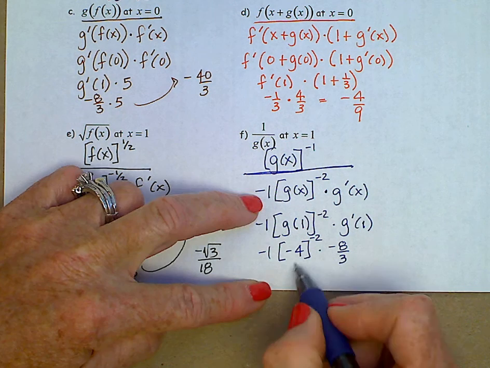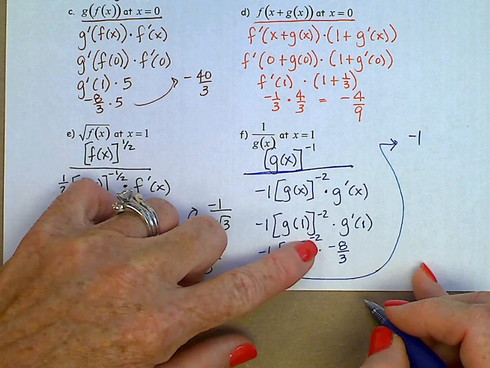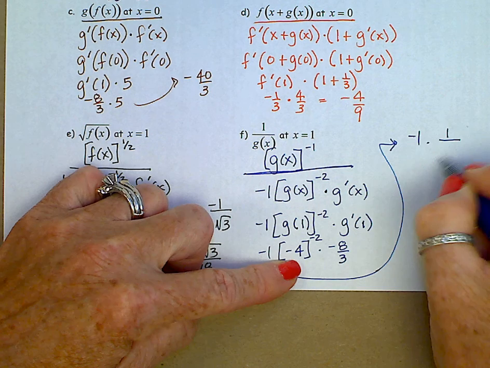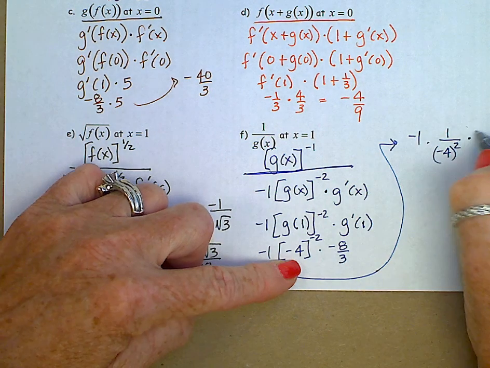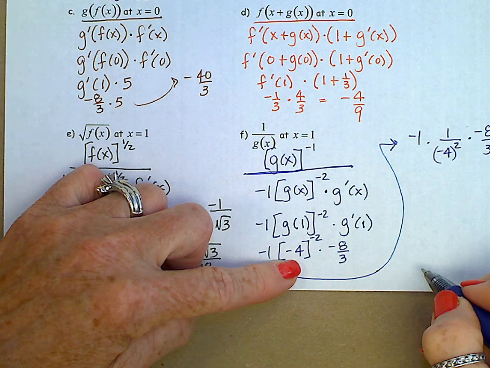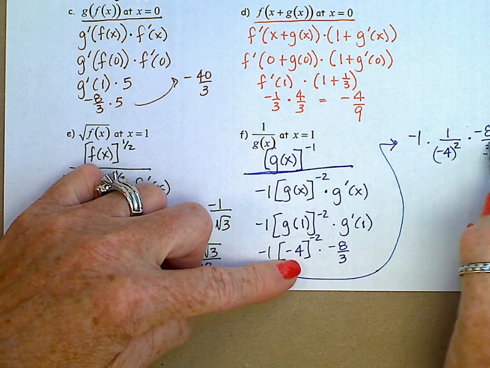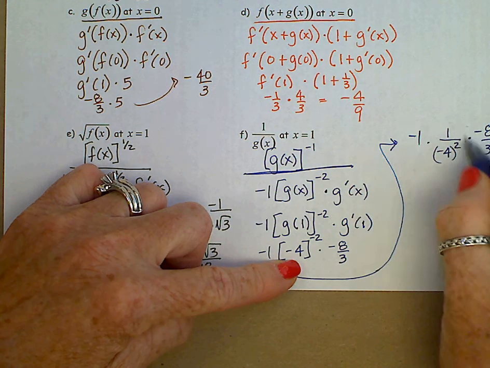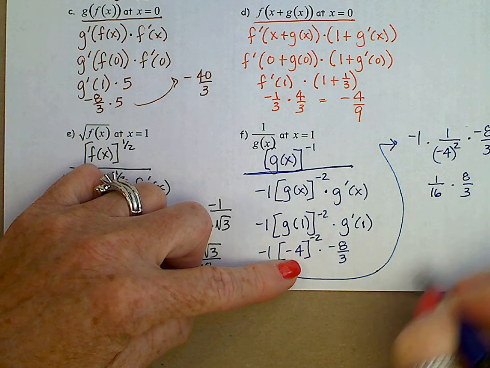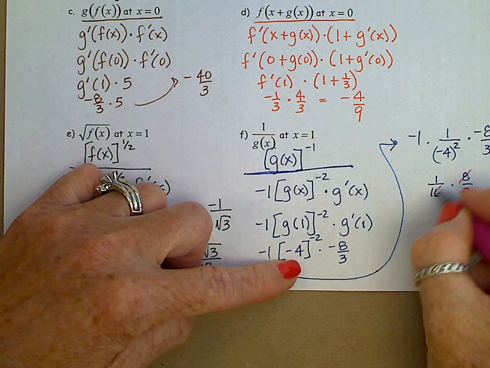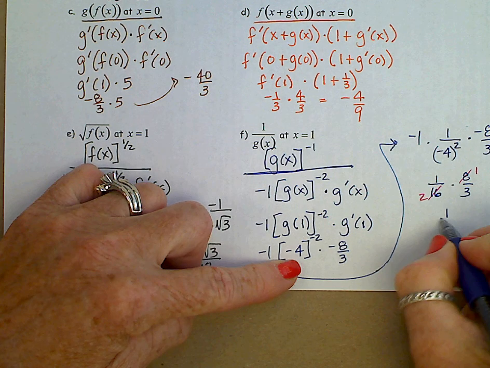All right, let's think about what this means. Let me come up here. There's the negative 1. Negative 4 to the negative 2. That's 1 over negative 4 squared times the negative 8/3. Well, the negative 1 and the negative 8/3, that's just going to make positive 8/3. This piece, that's 1/16, then times 8/3. Cross cancel out the 8 and the 16, and we will end up with 1/6.